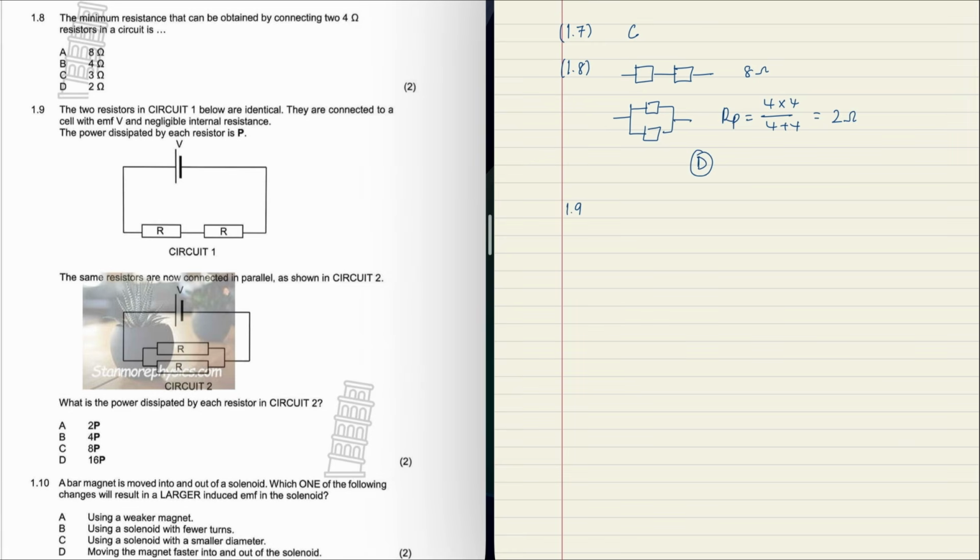Question 1.9. The two resistors in circuit 1 are identical. They are connected to a cell with EMF V. The same resistors are now connected in parallel, shown in circuit 2. What is the power dissipated by each resistor in circuit 2? So in circuit 1, they are in series, and so the voltage is going to be half V here and half V here. Now because they're in parallel, each resistor is going to have V and V. So power is equal to V squared over R.